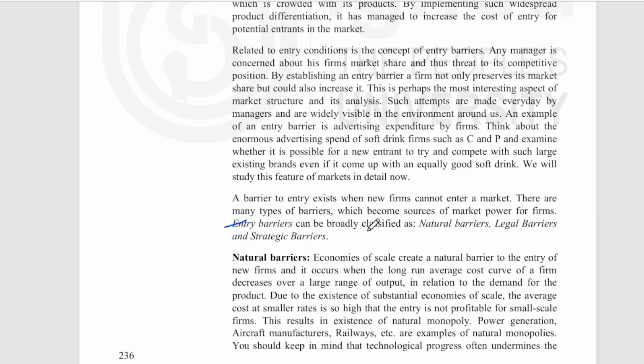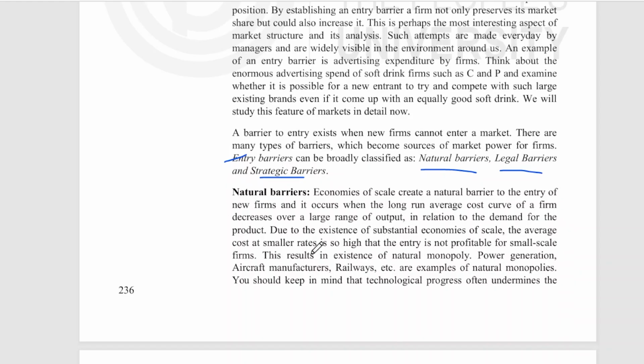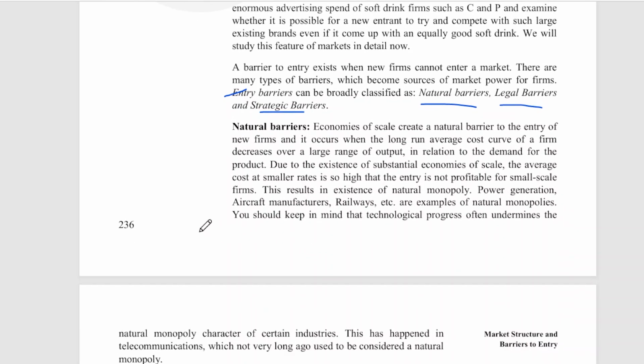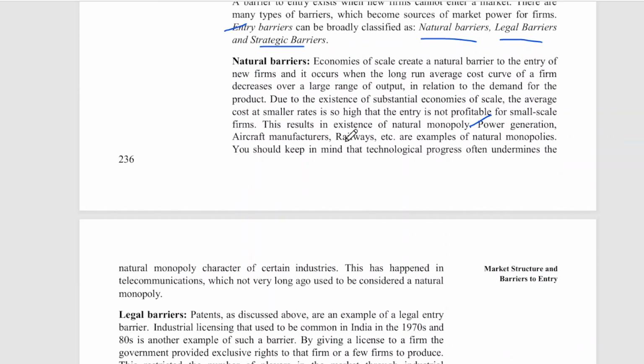Entry barriers can be broadly classified as natural barriers, legal barriers, and strategic barriers. Natural barriers: economies of scale create a natural barrier to entry of new firms, and it occurs when the long run average cost curve of a firm decreases over a large range of output in relation to the demand for the product. So due to the existence of substantial economies of scale, the average cost at a smaller scale is so high that entry is not profitable for small scale firms, and this results in the existence of natural monopoly. Power generation, aircraft manufacture, railways, etc. are examples of natural monopolies.